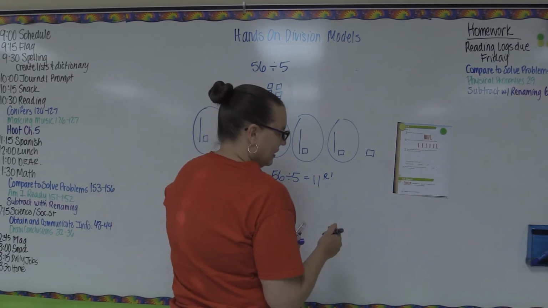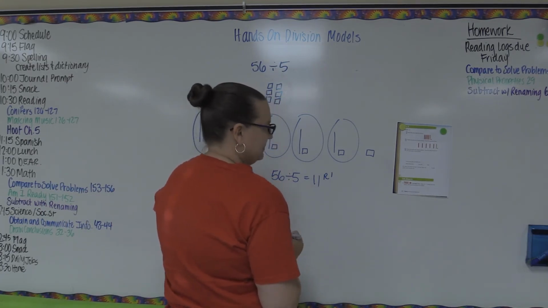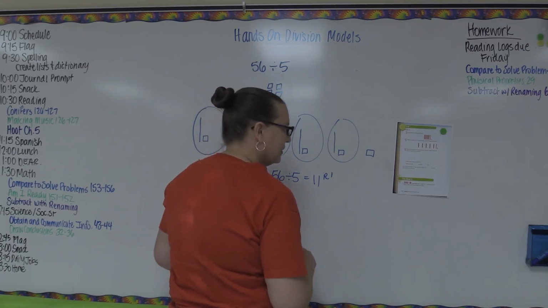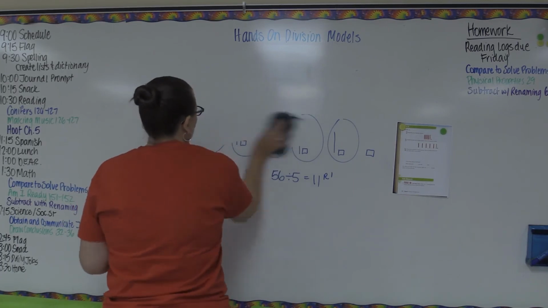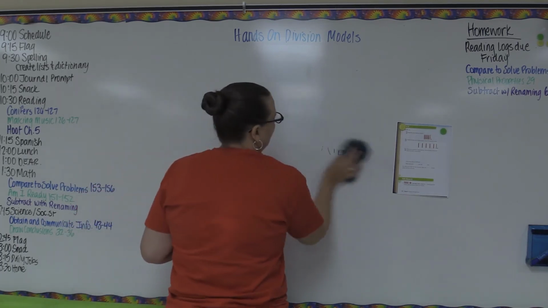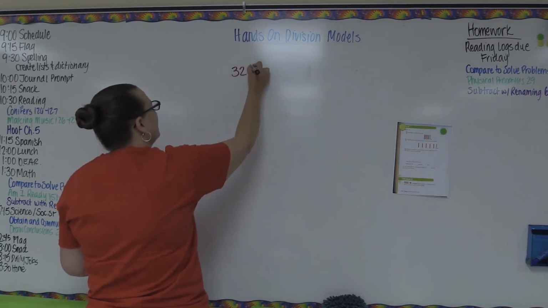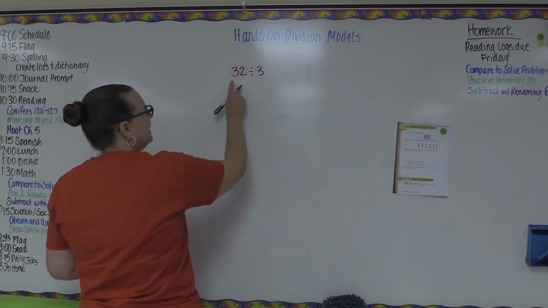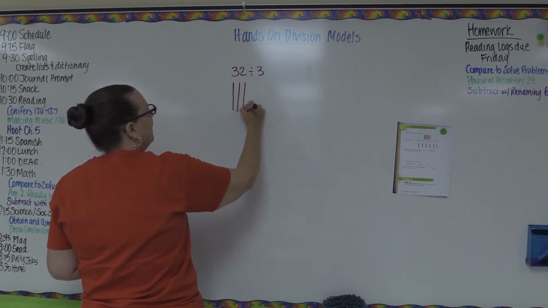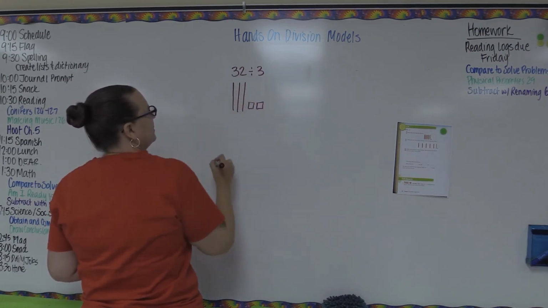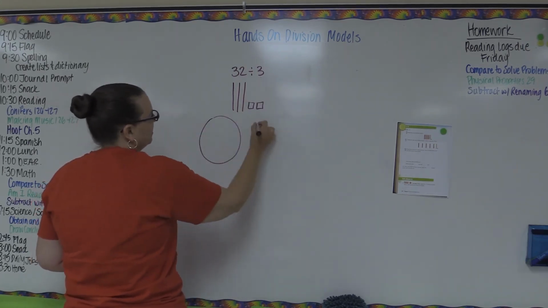All right. The one on the bottom says model 32 divided by 3 using base 10 blocks. Will there be any left over? Let's find out. So if we have 32 divided by 3, that tells me we're going to take 32, so let's draw that in base 10 blocks. 10, 20, 30, 31, 32. This tells us to divide it by 3. That means we're going to make this into 3 groups.